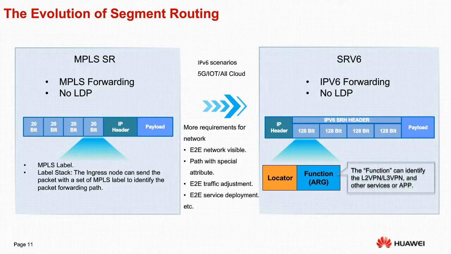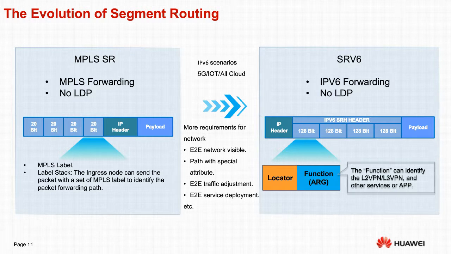One label is just to identify the forwarding path. In the future, due to IPv6 deployment and 5G, IoT, even cloud, MPLS segment routing will move to SRv6. Its forwarding plane is changed to IPv6 forwarding, and still no LDP. You can see its packet is different. In the IPv6 packet, a new header, the SRH header, is added.